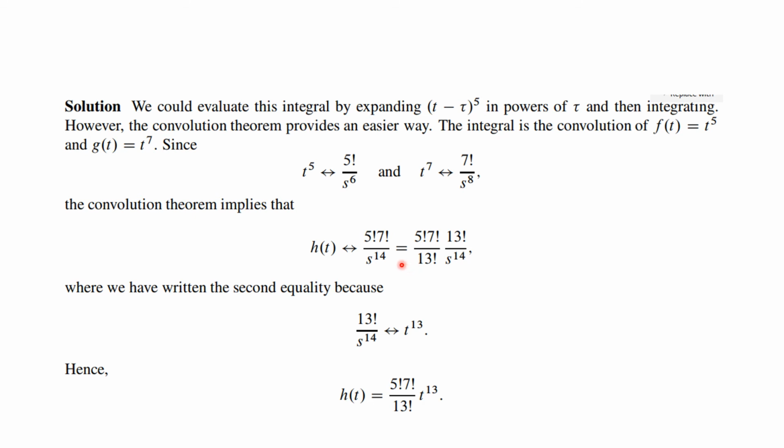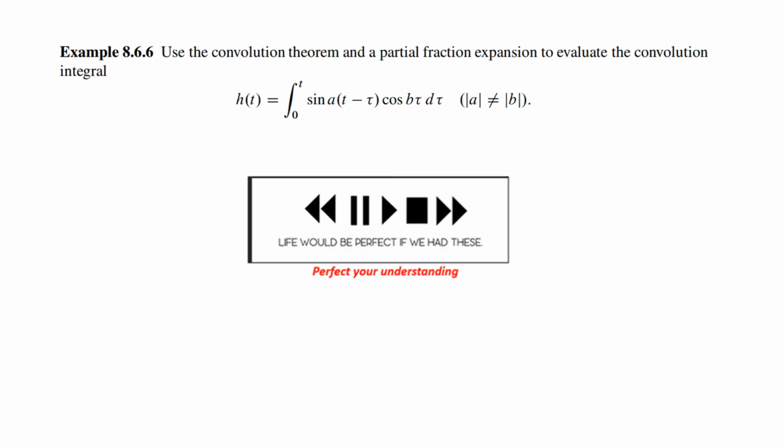Now I get this because s to the 6 times s to the 8 is s to the 14, but then here I'm grooming this so I know how to take the inverse transform of this. I have to multiply top and bottom by an enormous number, 13 factorial, but I do that, and then what I can do is invert the transform and get t to the 13. So you see, the answer to this problem is h of t is that big number there times t to the 13.